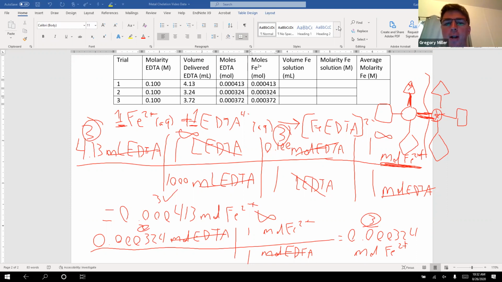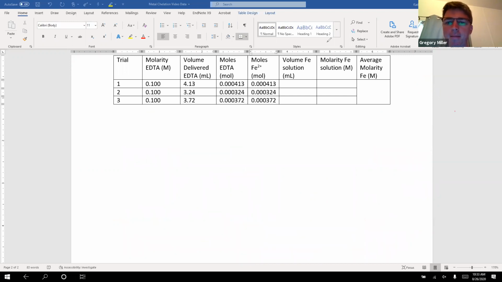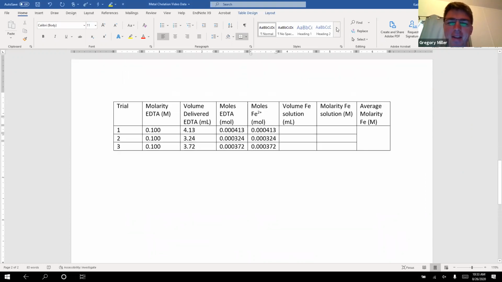And that's why I went ahead and already did the last one as well, since it's 1-to-1. This time, we end up with the same number of moles of iron and EDTA, but that's only because it's a 1-to-1 ratio. If this was a 1-to-2 or 2-to-1 or 3-to-2 or any other value, these numbers would be different. Let's clear all of that. And that one. There we go.